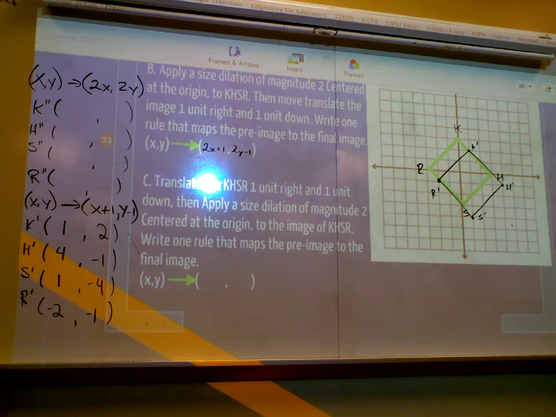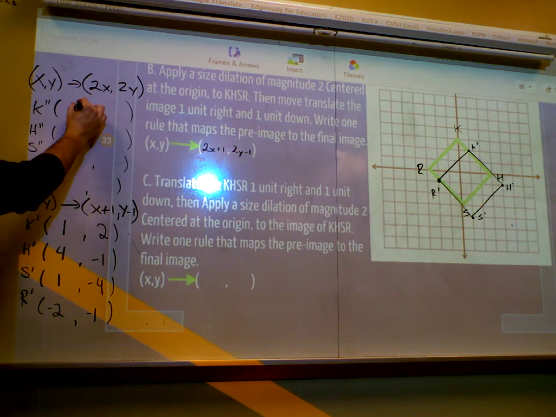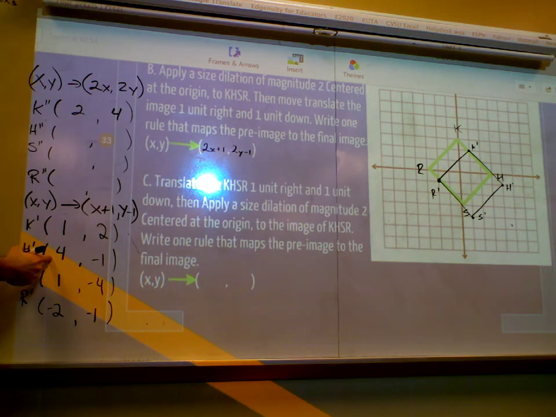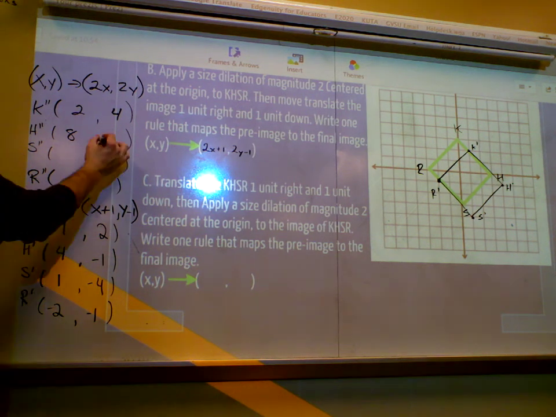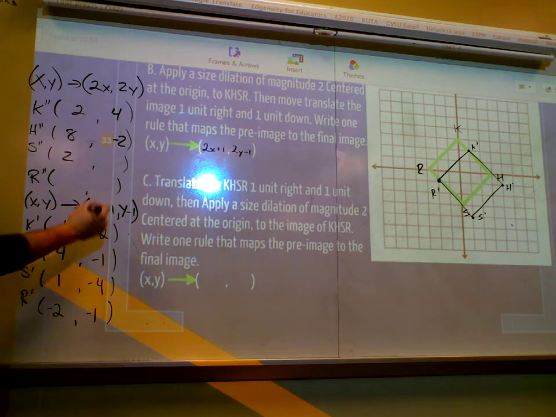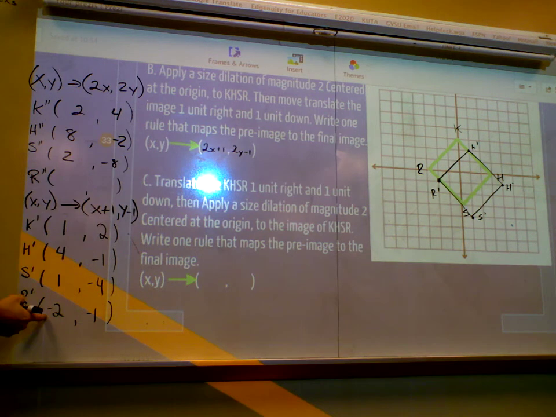Does that make sense? Okay. So now we're going to do the size transformation, right? So I'm going to take all these x's and all these y's. I'm going to multiply by what? 2. 2 times 1 is 2. 2 times 2 is 4. 2 times 4 is 8. 2 times negative 1 is negative 2. 2 times 1 is 2. 2 times negative 4, 2 times negative 2 is.